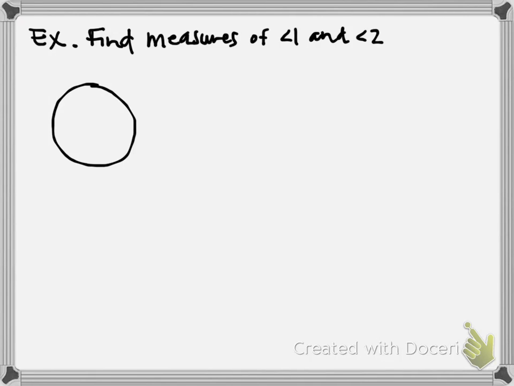So example, find the measures of angle 1 and angle 2. Okay. So we've got a circle, and we've got a whole bunch of stuff.